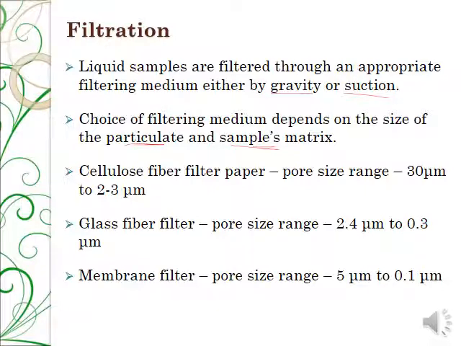For cellulose fiber filter paper, the size is based on its pore size, in the range from 30 micrometer to 2 to 3 micrometer. For glass fiber filter, the pore size is smaller, in the range of 2.4 micrometer to 0.3 micrometer. For membrane filter, the pore size range is also small, in the range of 5 micrometer to 0.1 micrometer.